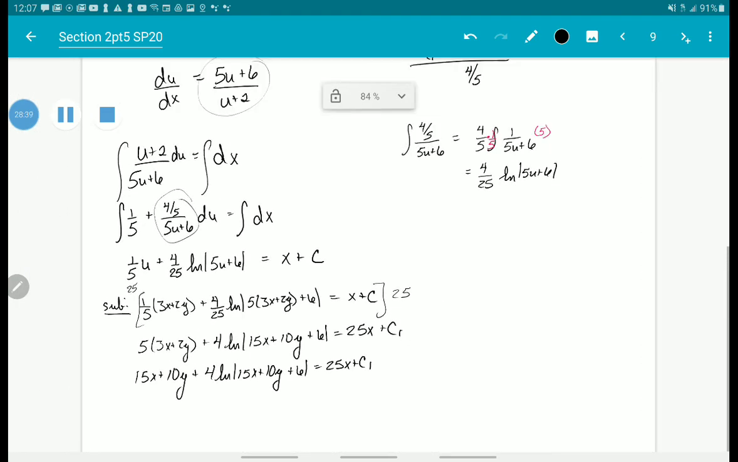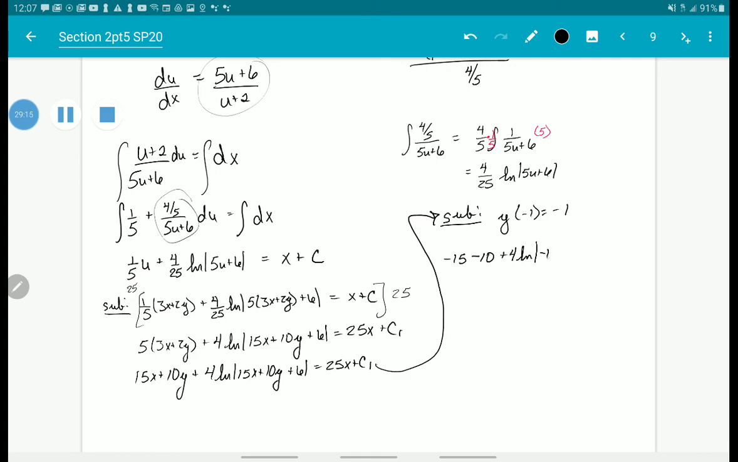Now let's make our substitutions, because we have an initial condition. y of -1 is equal to -1. So if we substitute in -1 for x and y, I'm going to go ahead and just do it: 15 times a -1 is a -15, 10 times a -1 is a -10, plus 4 ln of -15 minus 10 plus 6. That's got to be equal to -25 plus c1.